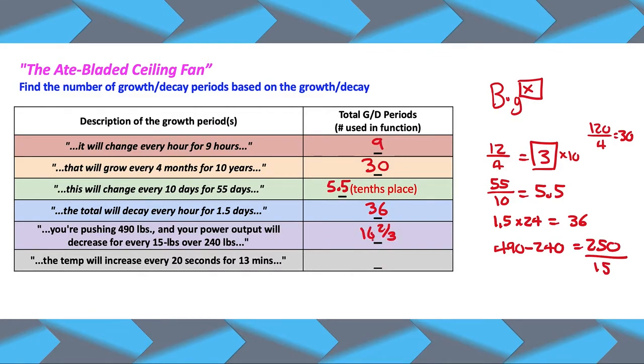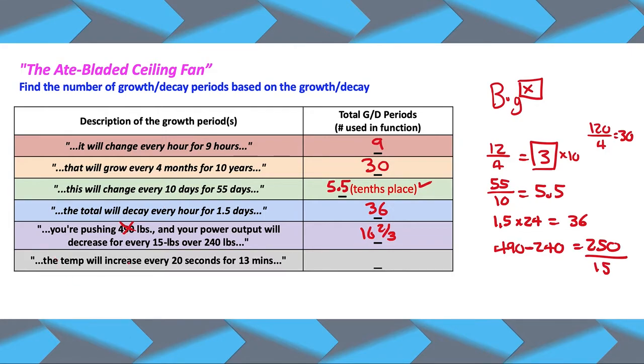I don't think the ones that you're going to see in Schoology will have decimals, but if they do round, they'll tell you where to round. This one should have worked out nicely, but I picked a bad number. You still did the same thing. Take how much you're pushing minus the allowance of 240. That's where things start decreasing. You start losing some power. 250 divided by 15 is going to be 16 2/3 growth periods.